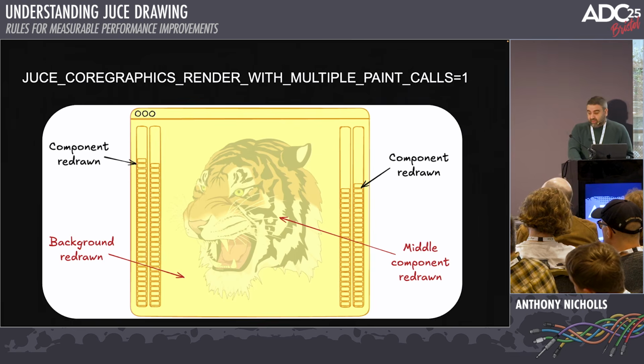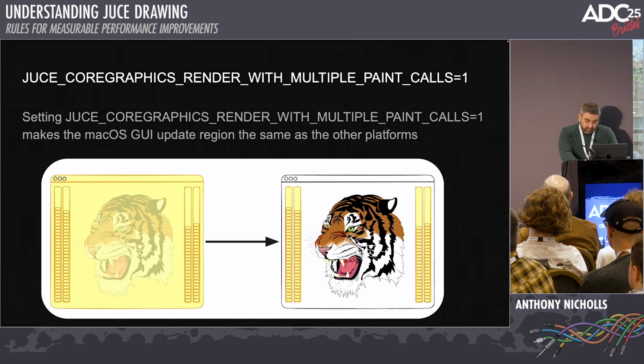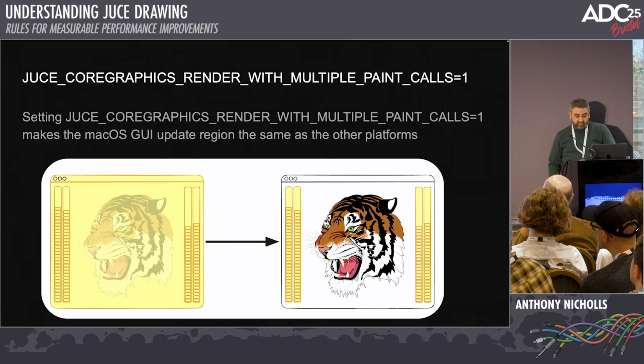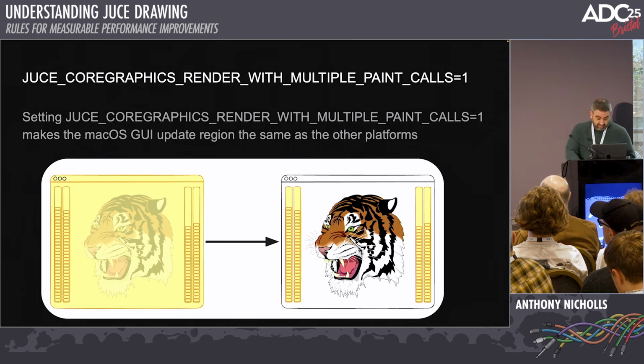And so you basically end up repainting the whole thing every single time. And you suddenly see all of your paints are being called all the time. And you're thinking, why on earth is that? And so you turn this on and you realize, hey, this makes it perform just like it does on the other platforms. It only calls paint on my meters. That must be better, right? And it can help for sure.